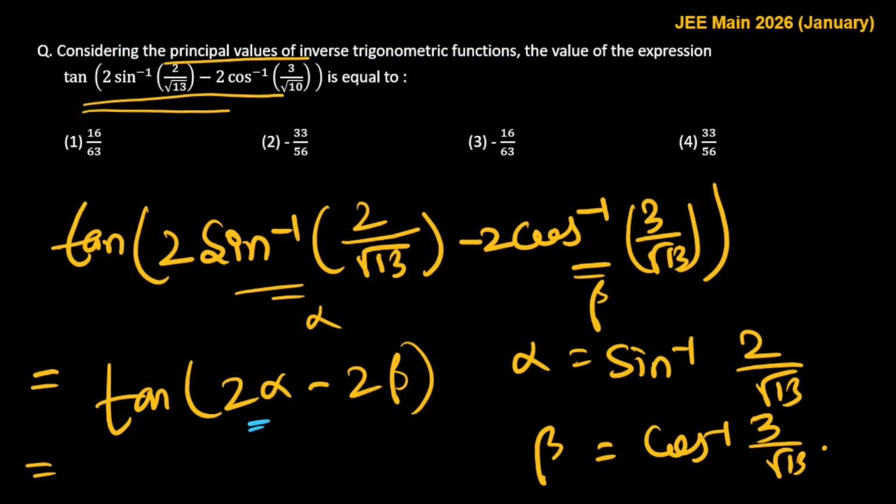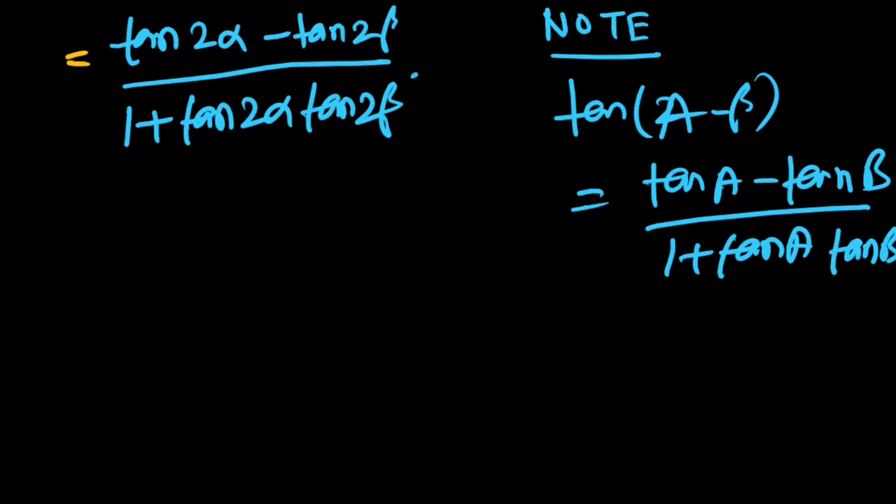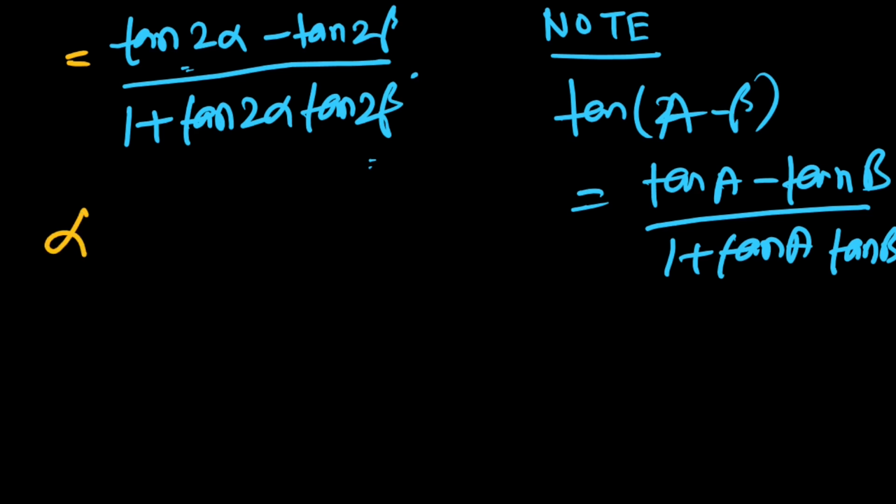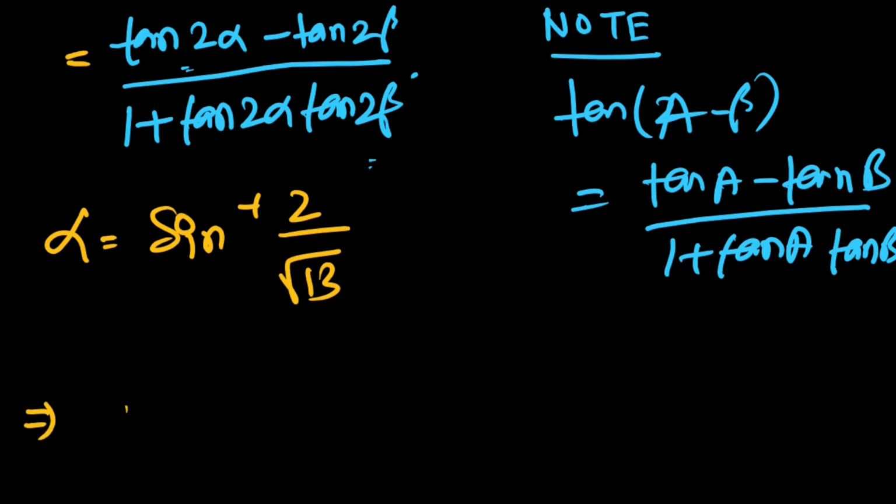So our alpha is equal to sin inverse of 2 over root 13 and beta is equal to this cos inverse function. So we will find the value of tan 2 alpha and tan 2 beta using these two equations. One by one we calculate. So alpha is equal to sin inverse 2 over root 13. This implies sin alpha is equal to 2 over root 13.